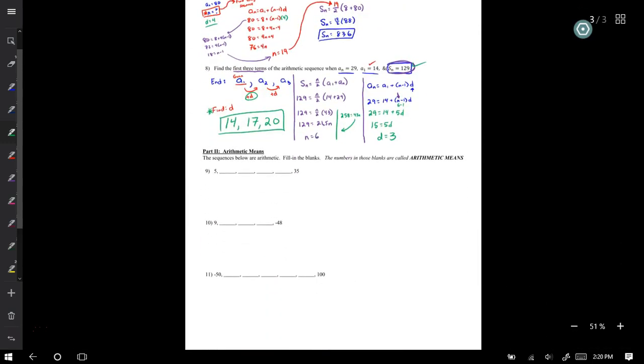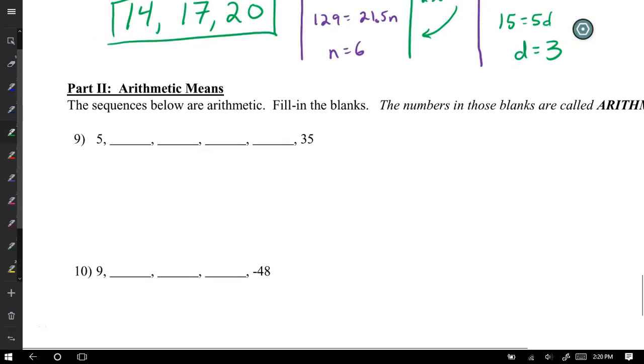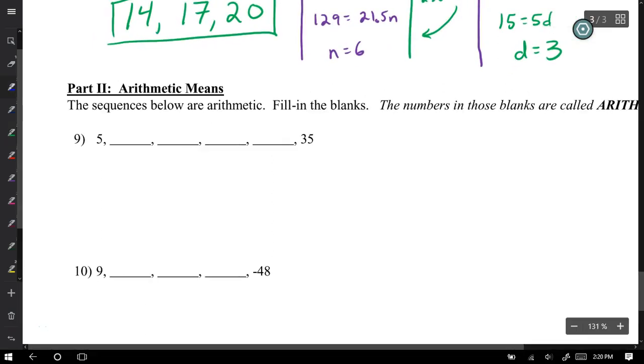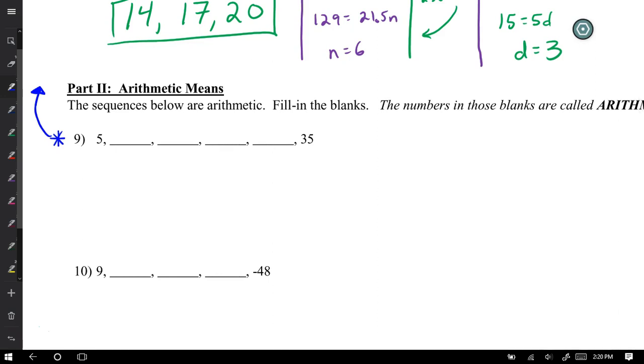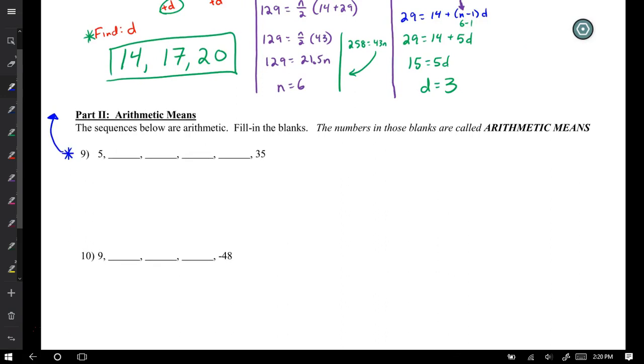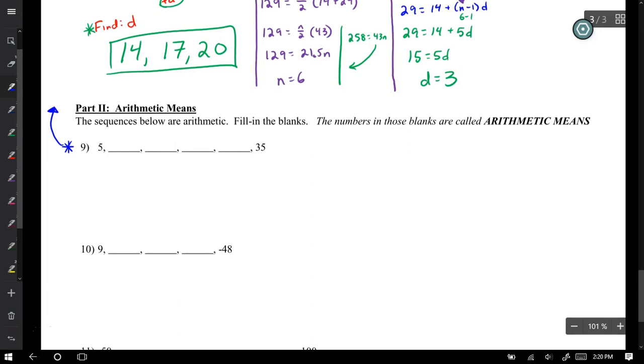Now we can continue. I'm going to do number 9 a little bit differently than 10 and 11. Number 9, I'm going to do like we did above. All the problems above, I'm going to do it the same way. I'm going to label what's given to me, and I'm going to go to a formula, and I'm just going to plug in what I know and solve for what I don't know. So in this case, I need to fill in the blanks. 5, something, something, something, something, 35. Well, that tells me a1 is 5, it tells me a sub n is 35.